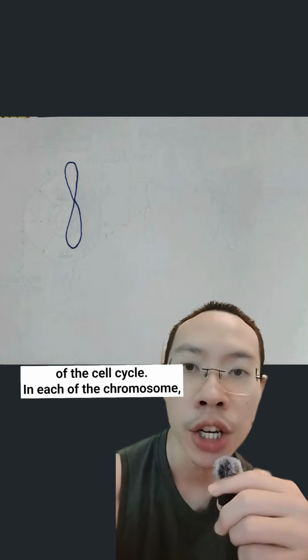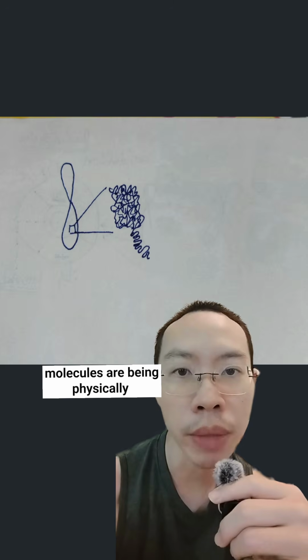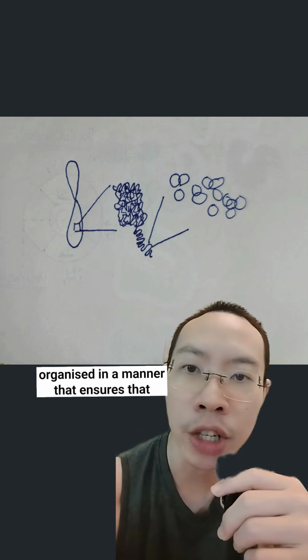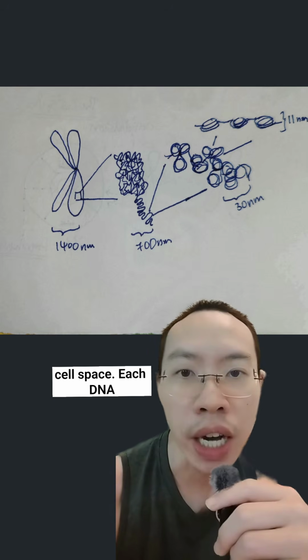of the cell cycle. In each chromosome, DNA is associated with protein molecules that ensure that the enormously long DNA molecules are physically organized in a manner that ensures that the development and maintenance of even the simplest organism can be contained within the tiny cell space.